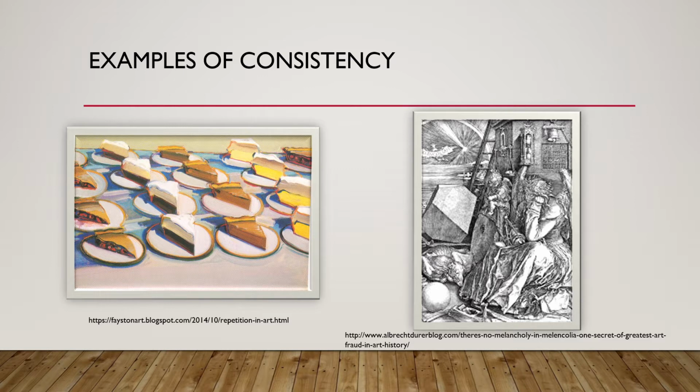So examples of consistency. On the left is a painting where we see slices of pie. Although there are different types of pies, there are lines of them, kind of the same kind, leading into the background. There's consistency there and in the colors used in this painting.